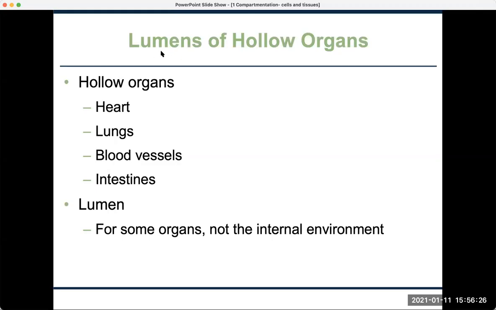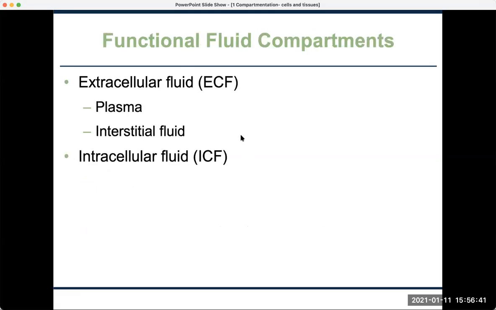A lumen is a hollowing of an area, so it's an opening. So there are lumens of hollow organs, such as the heart, the lungs, the blood vessels, and the intestines. The lumens of some organs are not in the internal environment; they can be external.